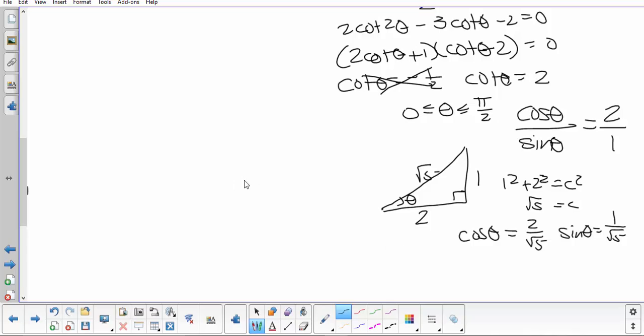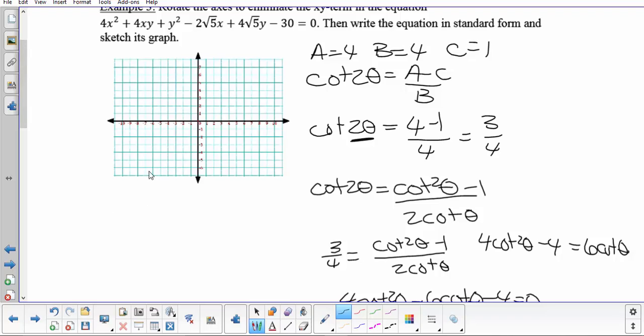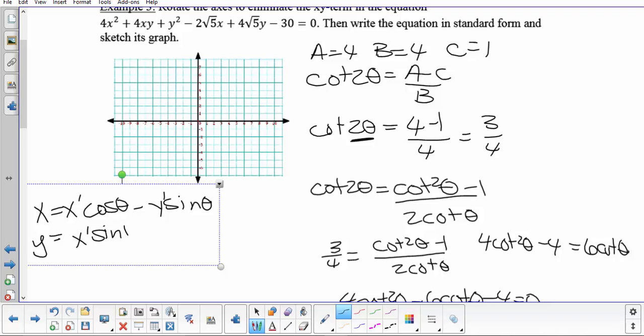So now that we have our sine and cosine, we can take these and use them in our other formulas. So now remember, our other formula is x equals x prime cosine theta minus y prime sine theta, and y equals x prime sine theta plus y prime cosine of theta.